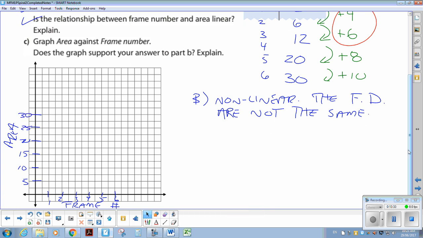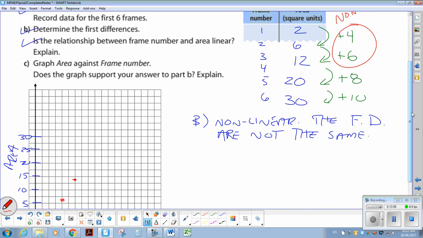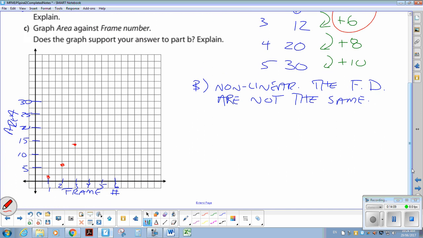If we plot our points, so we had 1 and 2, so that's going to be about there. 2 and 6, there. 3 and 12, be somewhere in here. What am I on? 3 and, oops, did I skip one here? 2, 6, 12. Oh, I skipped one. So, not that it really matters. So, fixing that up. 3, 4, 5. So 4 and 20 is right there. 5 and 30 is right there.